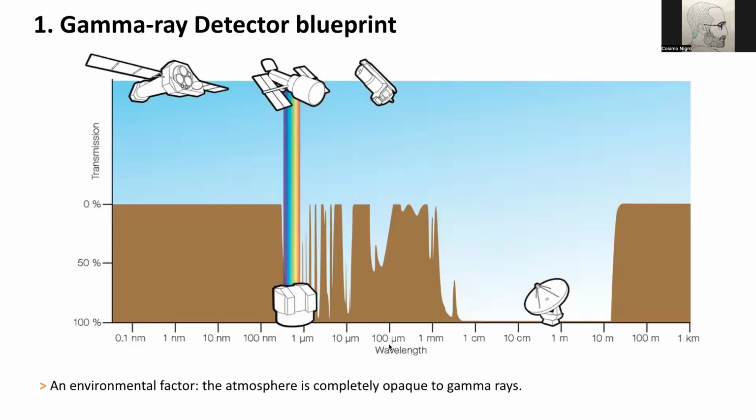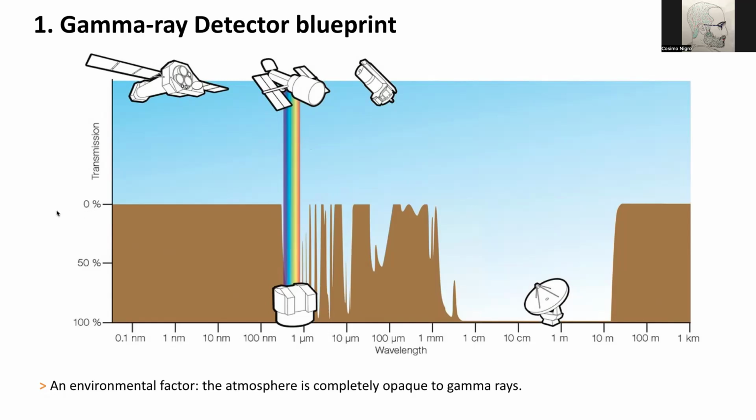Something else that we should take into account is the environment. Luckily, from the point of view of life on Earth, the atmosphere is opaque to any radiation above the UV, well into X-rays, and above into gamma rays, as this plot shows. The atmosphere is basically opaque to radio and to optical photons, to optical light. And as I said, luckily for life on Earth.